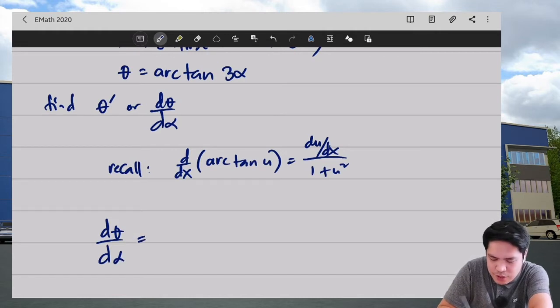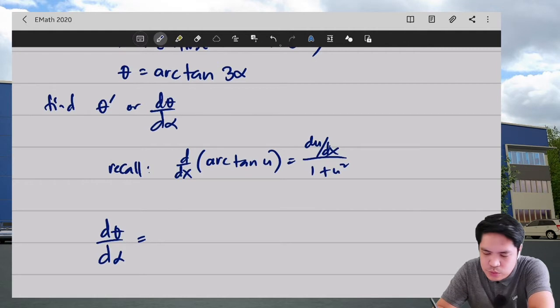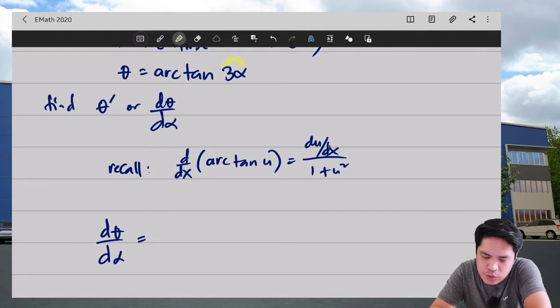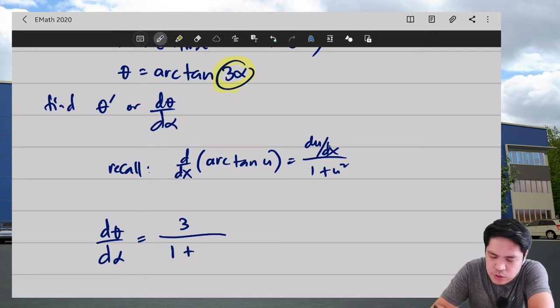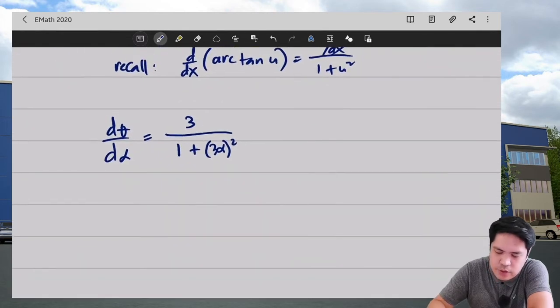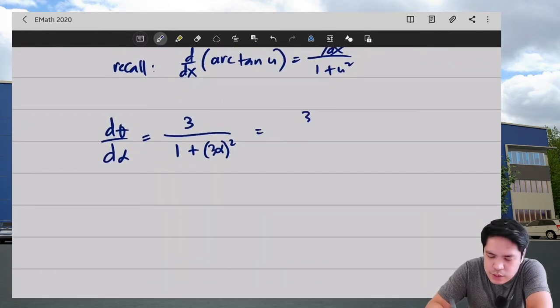To apply, that is equal to the derivative of u. Our u here is 3 alpha. So the derivative of 3 alpha with respect to alpha is equal to 3. So that would be 3 over 1 plus u squared, so 3 alpha squared. That's it. Our answer is just 3 over 1 plus 9 alpha squared. And we're done. That easy.